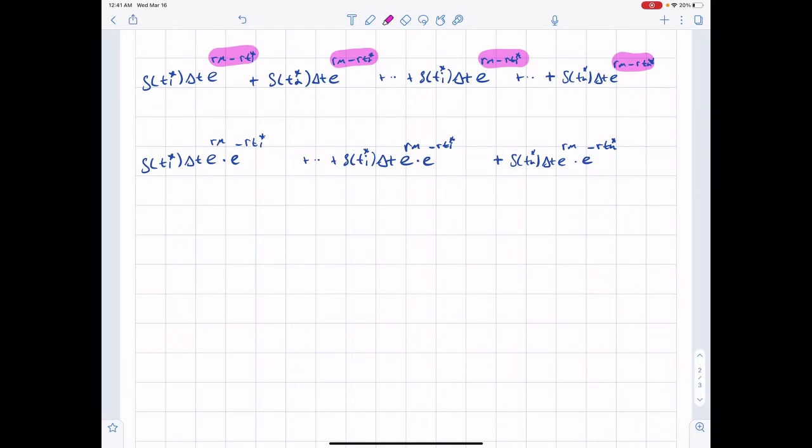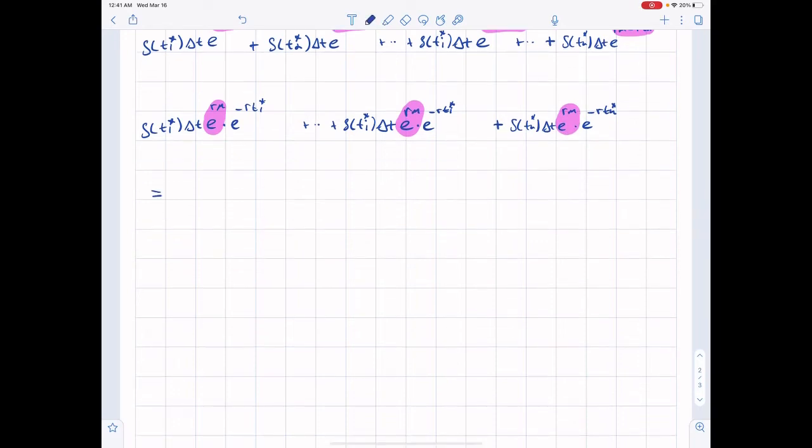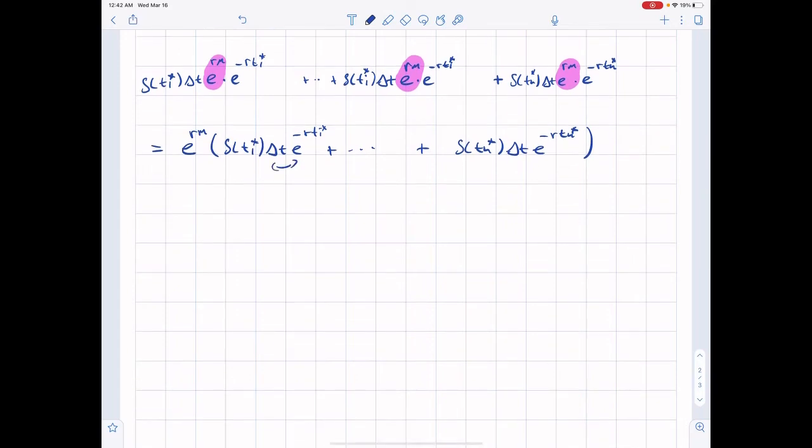And then I can simplify it some more, and notice I have a factor of e to the rm here. All of them have a factor of e to the rm. So I can factor that out, say this is e to the rm times s of t1 star, delta t, e to the negative rt1 star, all the way through s of tn star, delta t, times e to the negative rtn star.